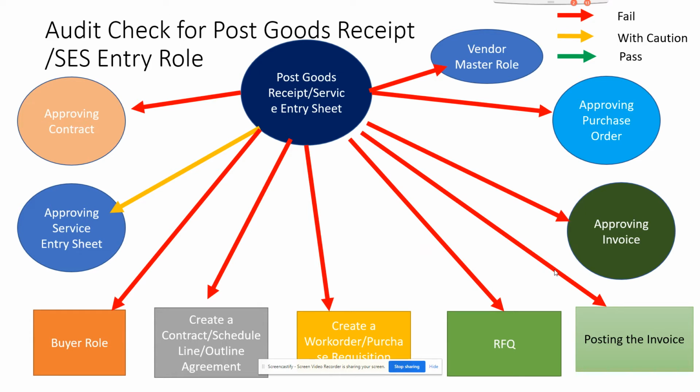Okay, now we are discussing the post goods receipt or service entry sheet entry role. Generally, goods receipt is done by an internal person. A person who has goods receipt cannot have vendor master creation or change. A person entering goods receipt for a three-way or four-way match will never have the authorization to approve a purchase order. A person entering a goods receipt cannot approve an invoice, and cannot post an invoice.